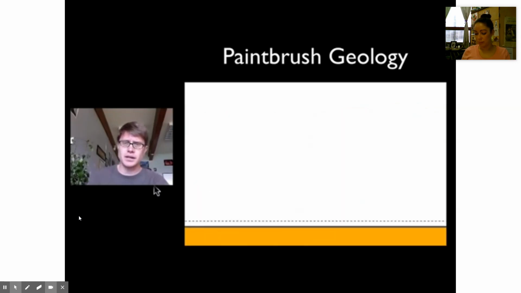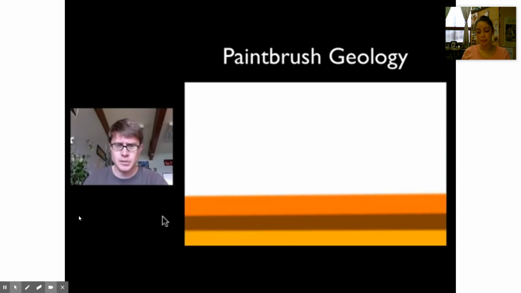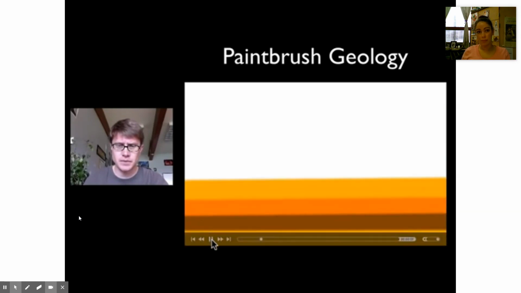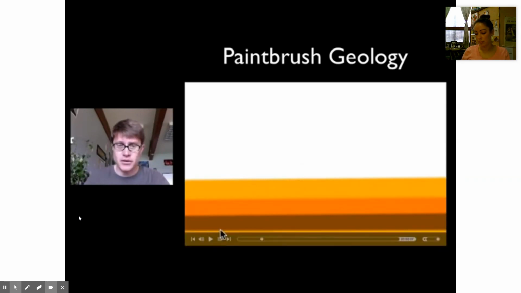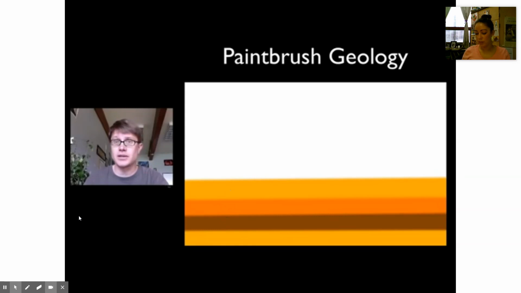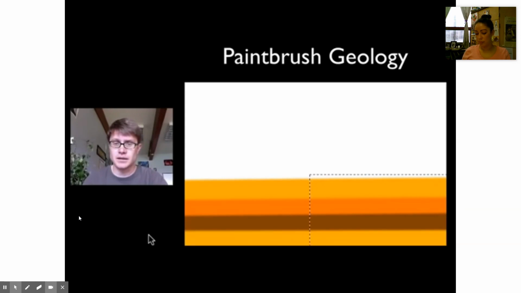This is me drawing it. I sped up the drawing, and then let me pause it after a little bit. Okay, let me pause it right here. So what happens? Well, we had this first layer of rock laid down, and then a second and a third and a fourth layer of rock was laid down. So we know that the oldest rock is going to be the rock at the bottom. But let's play what happens next.